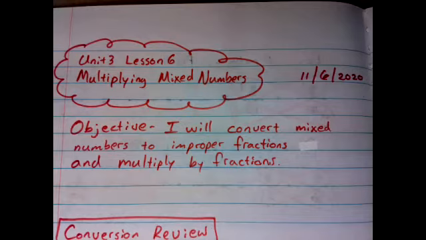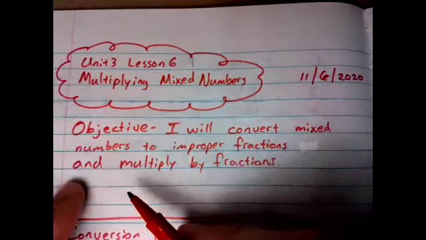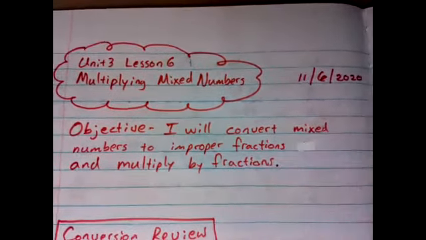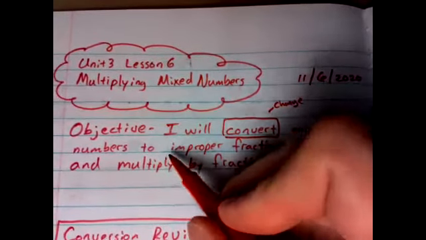Our objective: I will convert mixed numbers to improper fractions and multiply by fractions. All right, easy enough. Say it with me. I will convert mixed numbers to improper fractions and multiply by fractions. Pretty easy. Let's check out some of those action verbs. To convert means to change mixed numbers to improper fractions.